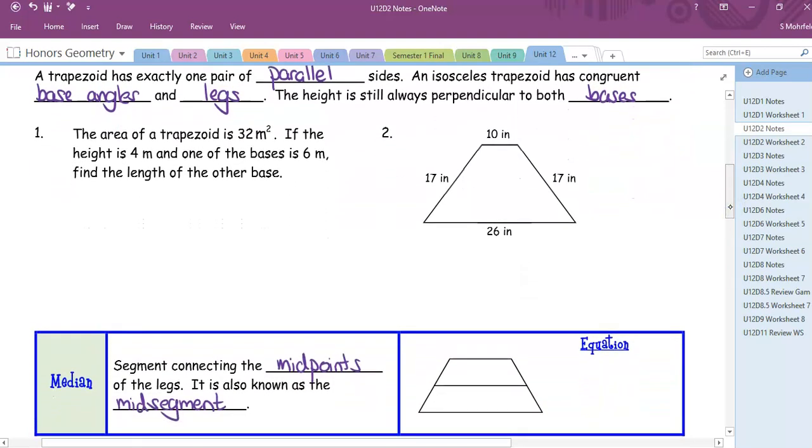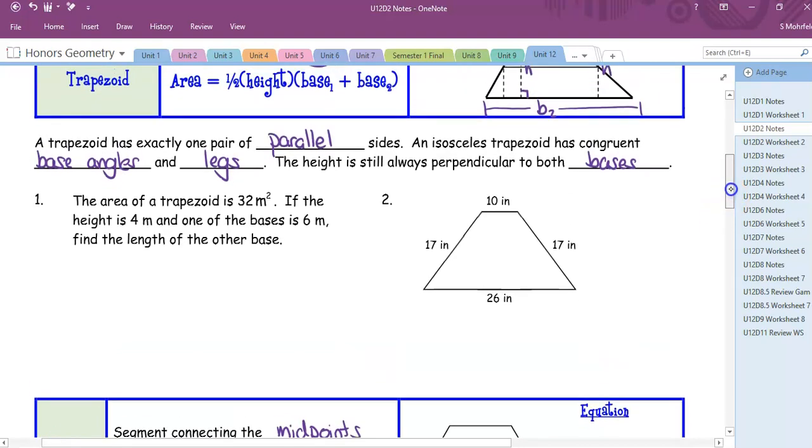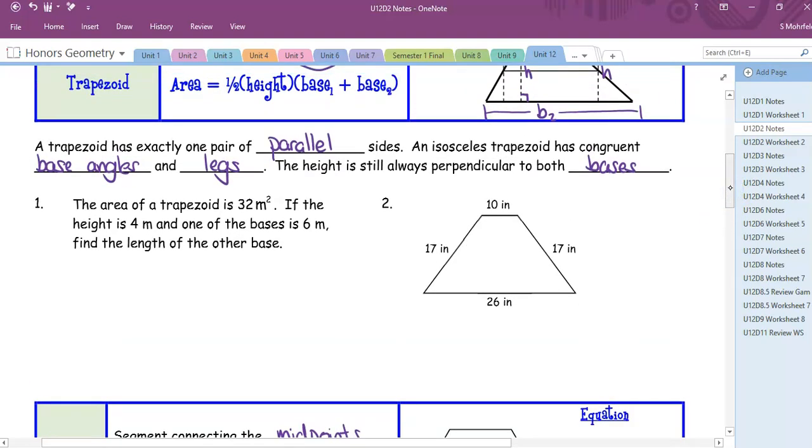Okay, so number one says the area of a trapezoid is 32 meters squared if the height is 4 meters and one of the bases is 6 meters. Find the length of the other base. So in this case, I already gave you the area. I want you to go back and figure out a missing piece of information. So what I like to do is just write out the equation. Area equals 1/2 times the height times base 1 plus base 2, and then fill in everything that I know.